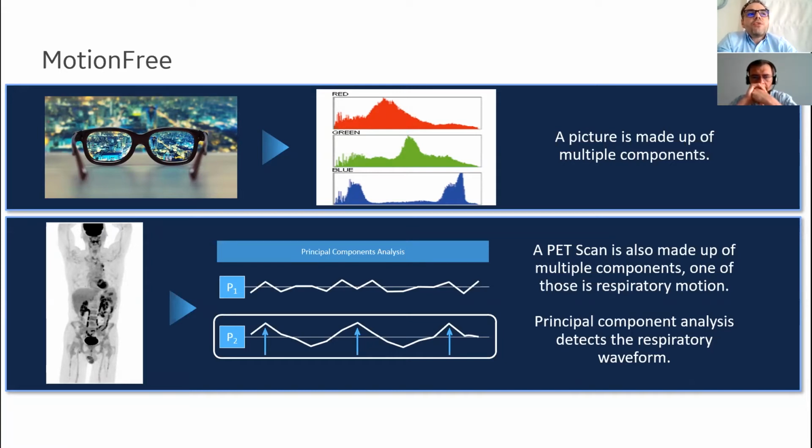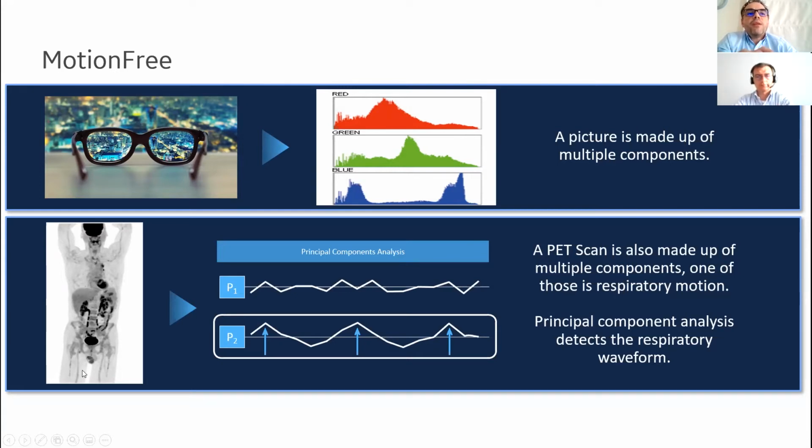Motion-free is an algorithm which is based on a concept called principal component analysis. I will hereafter call it PCA. PCA is a dimensionality reduction method that is often used to reduce the dimensionality of large data sets. Pretty much like here, you have an image, and it is decomposed to the RGB, red, green, and blue components.